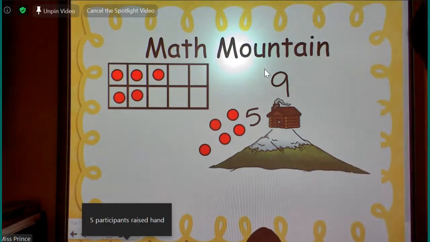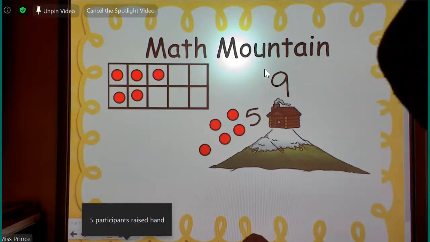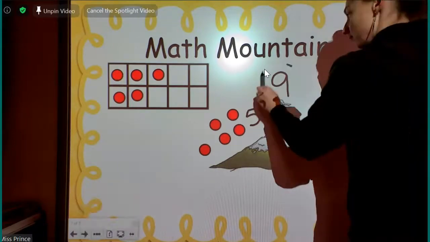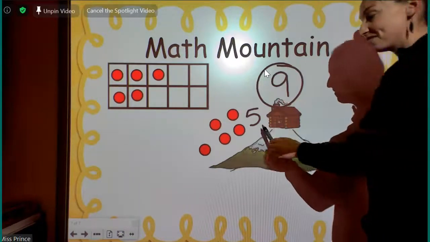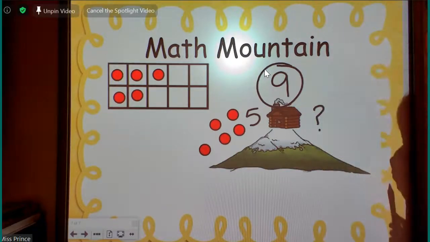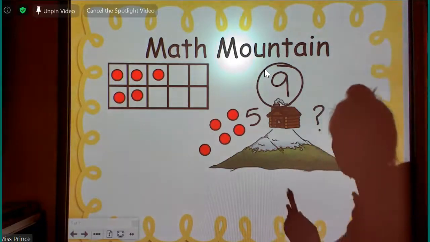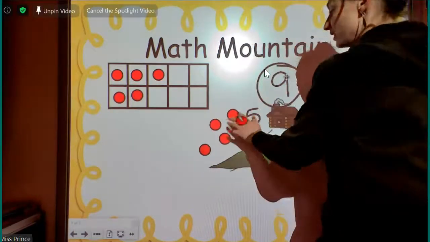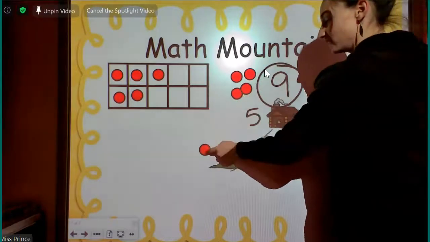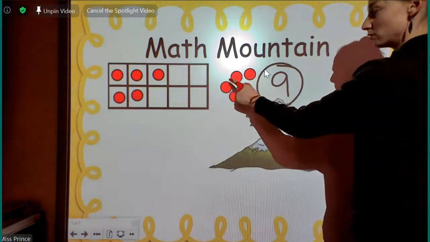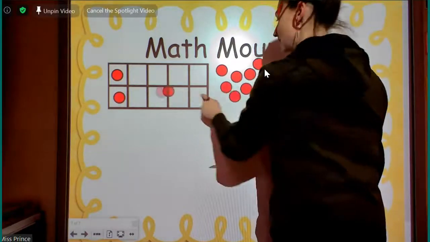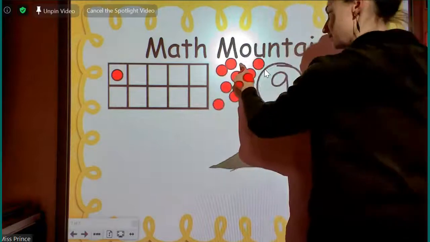The rest went to Ogawa's and had some sushi. So, if I have 9 altogether, and 5 went to the movies, we need to figure out how many went to Ogawa's and had some sushi. So remember, when you are solving this, we're starting with the biggest number, which is 9. So I want to make sure that I have 9. 1, 2, 3, 4, 5, 6, 7, 8, 9.